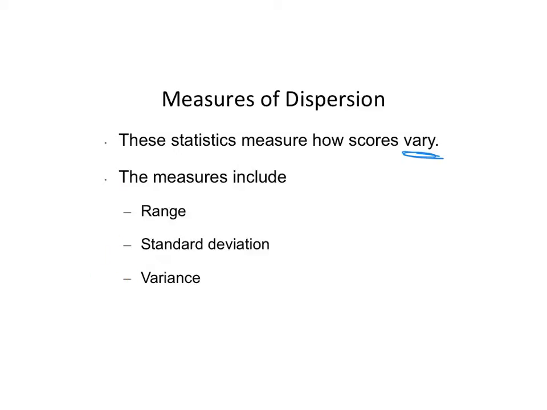Now, range you've probably all done. That's nice and easy. High minus low. That's the easiest calculation. Everyone does it. Doesn't give you a ton of information, but it can give you some basics. Standard deviation and variance are strongly interrelated, so we're going to spend a lot of time going through them because they are a tricky concept.